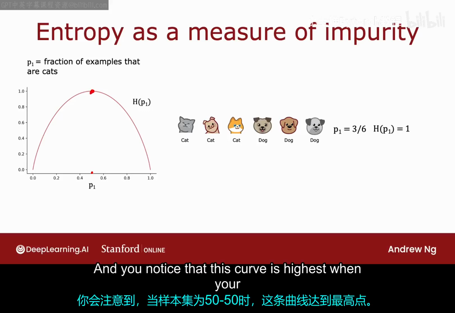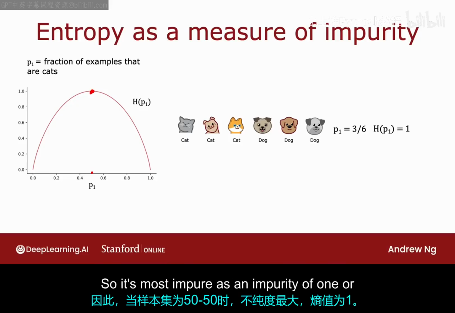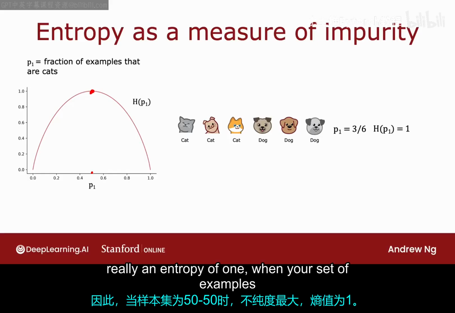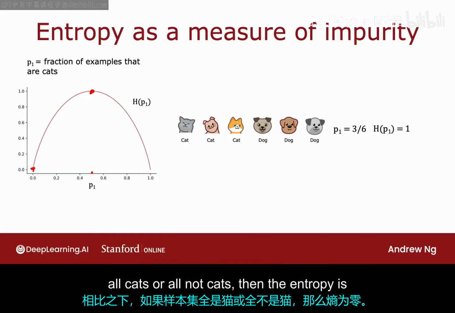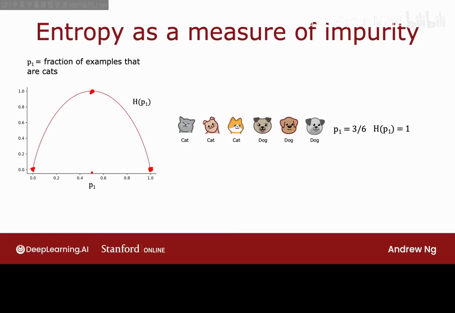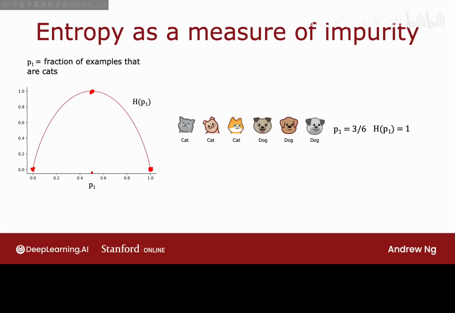And you notice that this curve is highest when your set of examples is 50-50, so it's most impure. It has an impurity of 1, or really an entropy of 1, when your set of examples is 50-50. Whereas in contrast, if your set of examples was either all cats or all not cats, then the entropy is 0. Let's just go through a few more examples to gain further intuition about entropy and how it works.